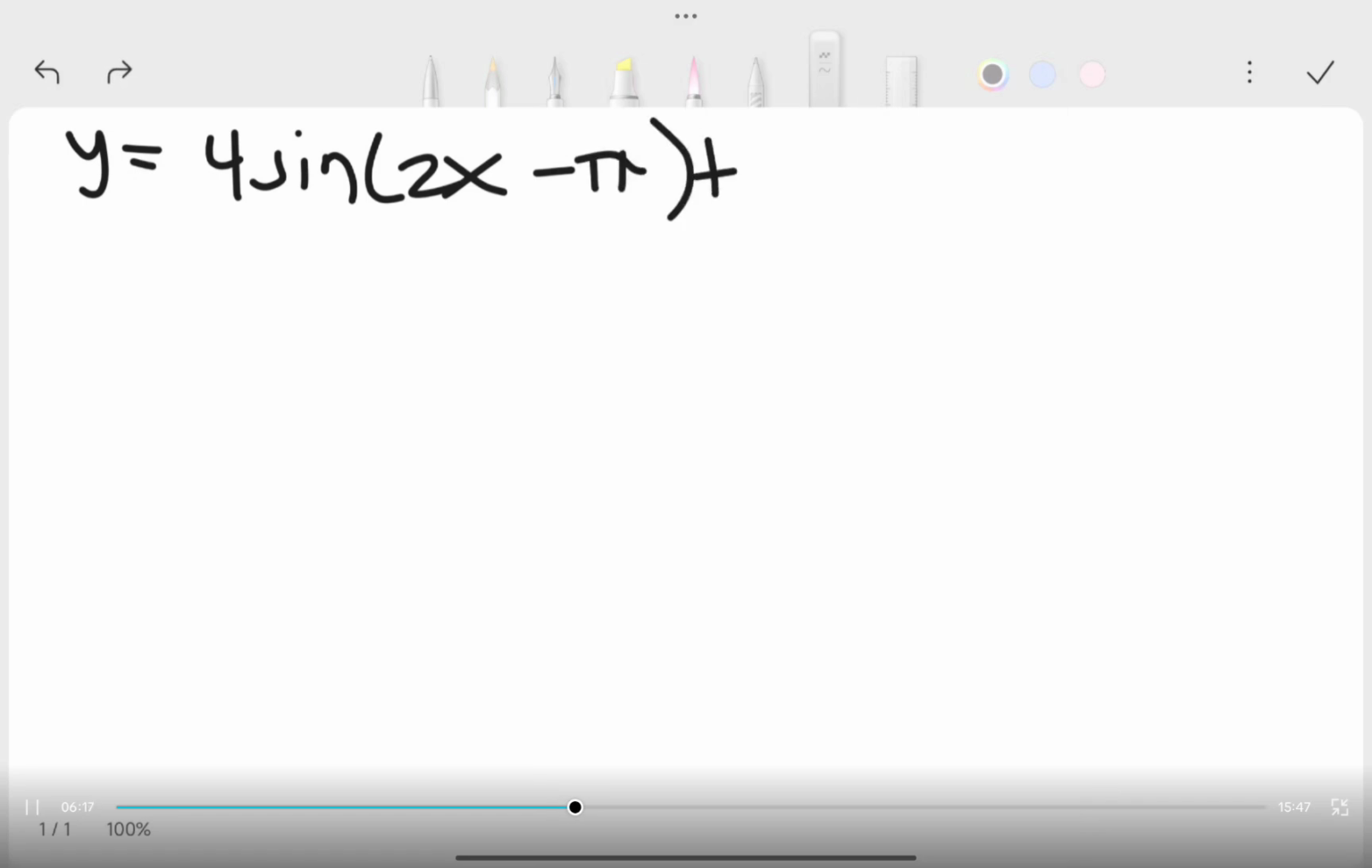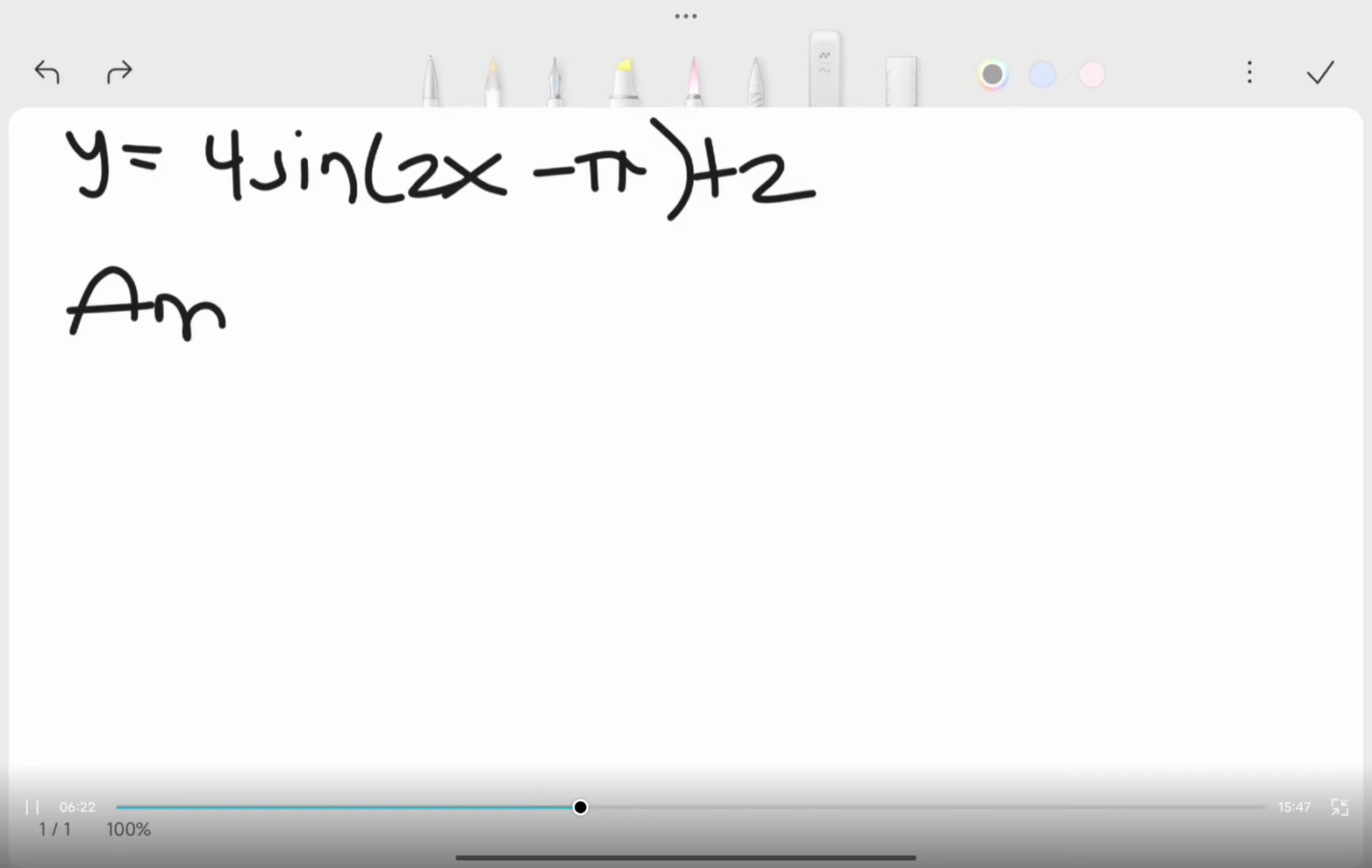Example number 1. Identify the amplitude, period, phase shift, vertical shift, and the x scale, then plot one full cycle. So let's proceed to our example number 1. So our example number 1 is y is equal to 4 sin of the quantity 2x minus pi, plus 2.